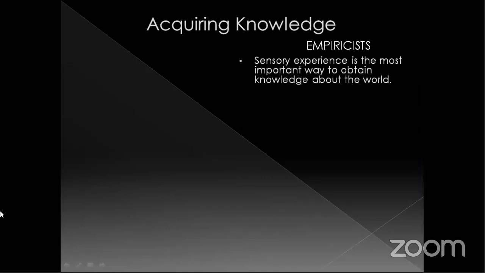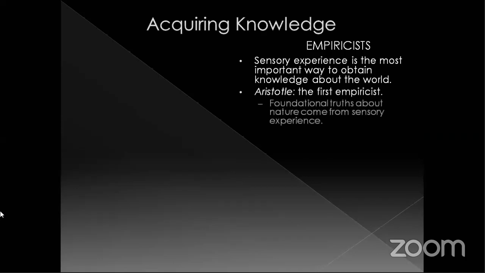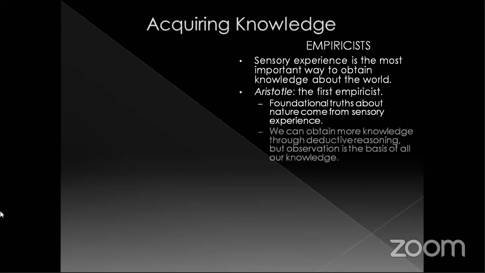Now the rival group is the empiricists. Sensory experience is the most important way to obtain knowledge about the world. Aristotle was the first empiricist. Fundamental truths about nature come from sensory experience. We can obtain more knowledge through deductive reasoning, but observation is the basis of all our knowledge. The only basis of knowledge is observation.